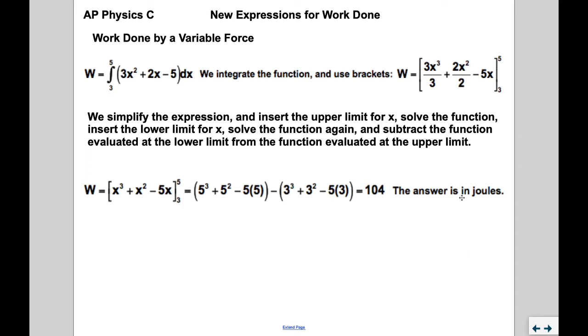We're going to clean that function up a little bit. 3x cubed over 3 is just x cubed. 2x squared over 2 is x squared, and then minus 5x. We're going to evaluate that function from 3 to 5.